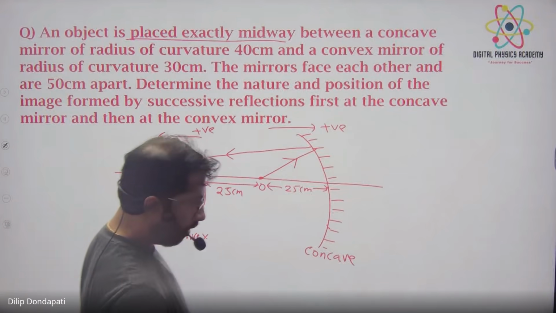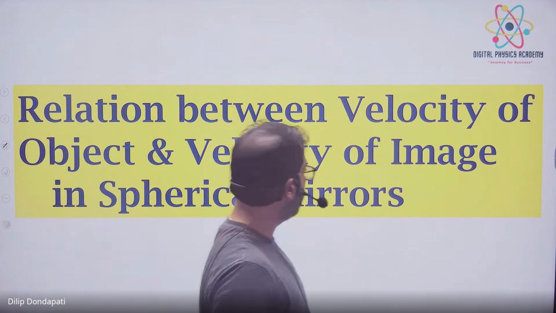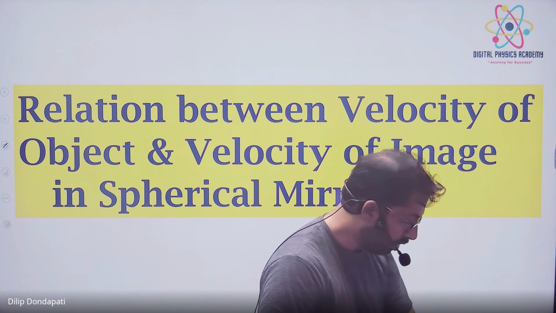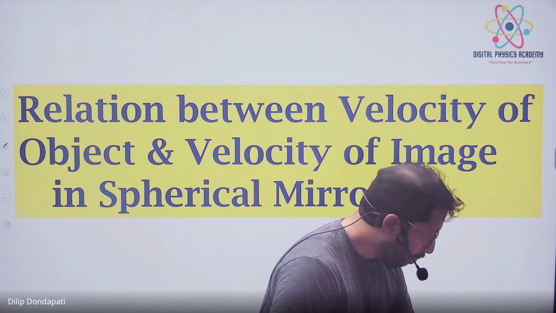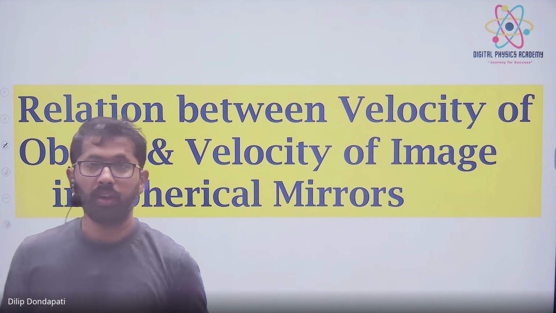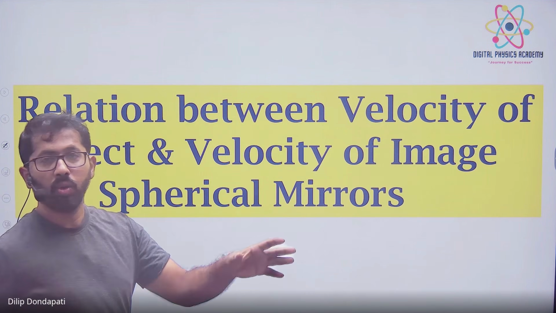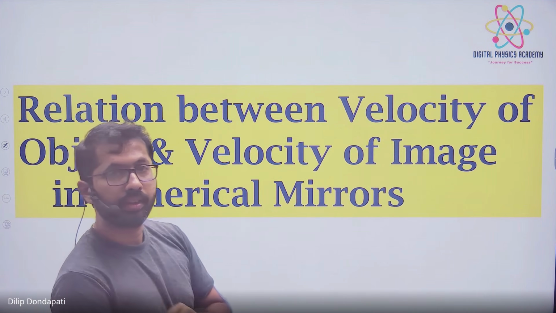Okay. Next. Now relation between velocity of object and velocity of image. Tell me, what do you remember about the plane mirror? In a plane mirror, velocity of object and velocity of image. If I go perpendicular to the plane mirror, what will be the velocity of image? It will be Vm is equal to Vo plus Vi by 2.